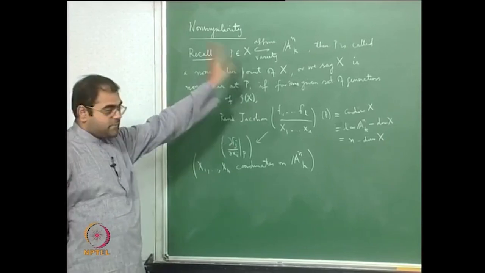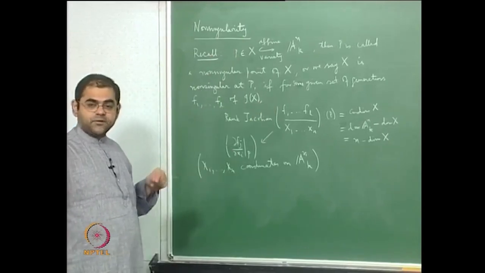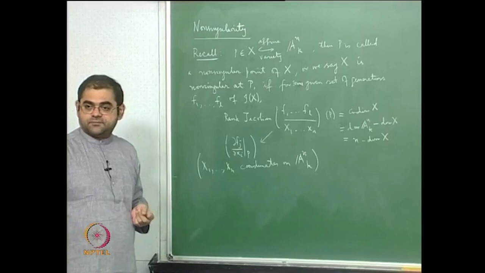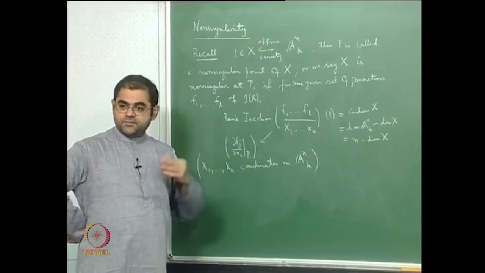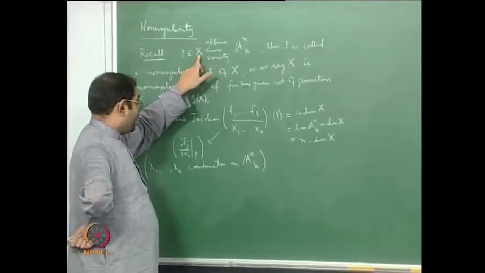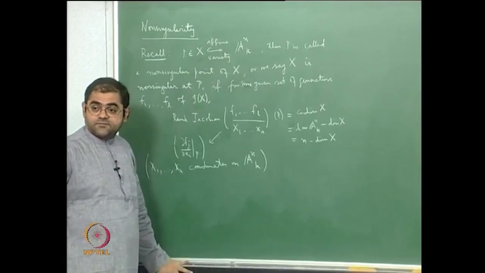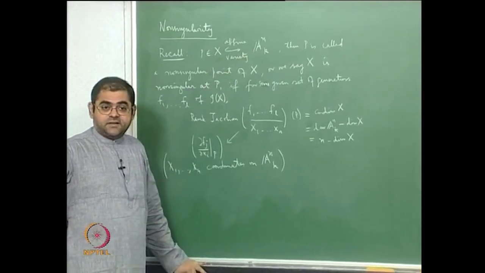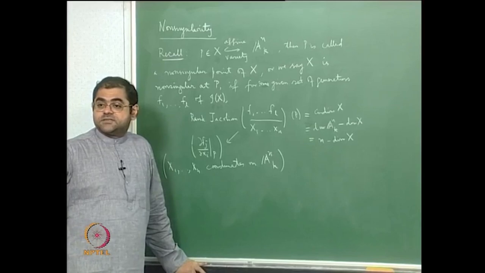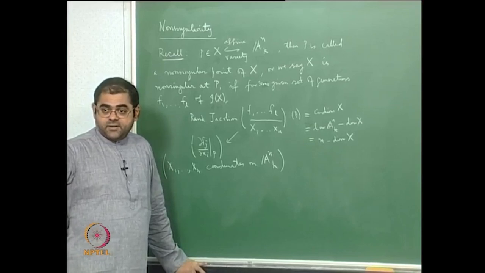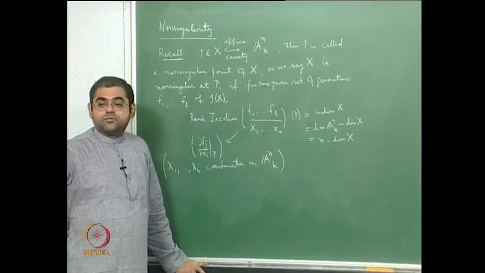So there are a lot of ambiguities in this definition. Why should this definition be a good definition? Because there are so many choices to be made. First of all, I have to make a choice of embedding X into some affine space. Namely, I have to think of X as an irreducible closed subset of some affine space. And a variety can be embedded in so many ways.